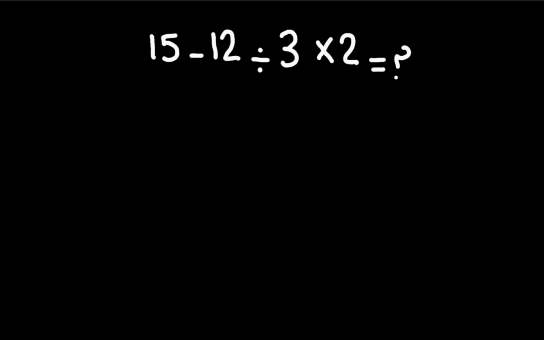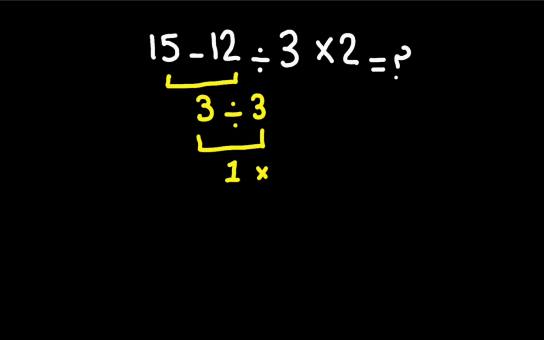So please subscribe. We have 15 minus 12 divided by 3 times 2. Okay? 15 minus 12 gives us 3. 3 divided by 3 gives us 1. Now 1 times 2 gives us 2. But this answer is not correct.